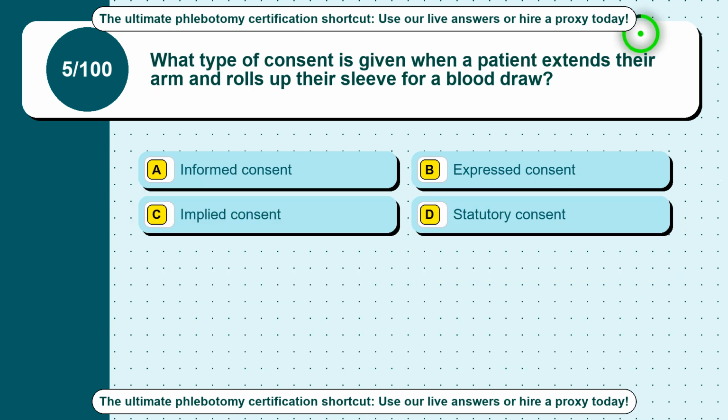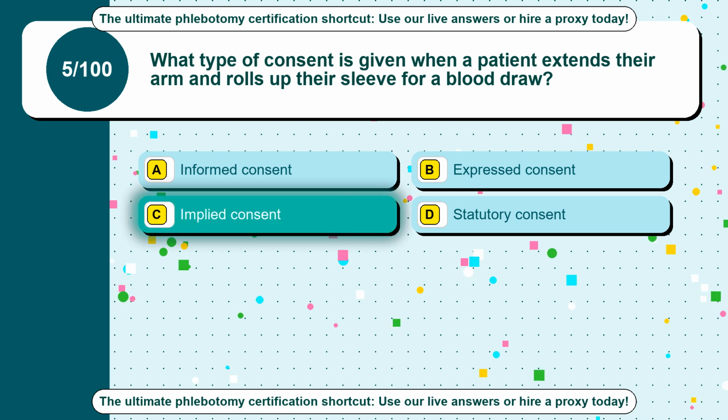Question 5. What type of consent is given when a patient extends their arm and rolls up their sleeve for a blood draw? Option A. Informed consent. Option B. Expressed consent. Option C. Implied consent. Option D. Statutory consent. The correct answer is option C.